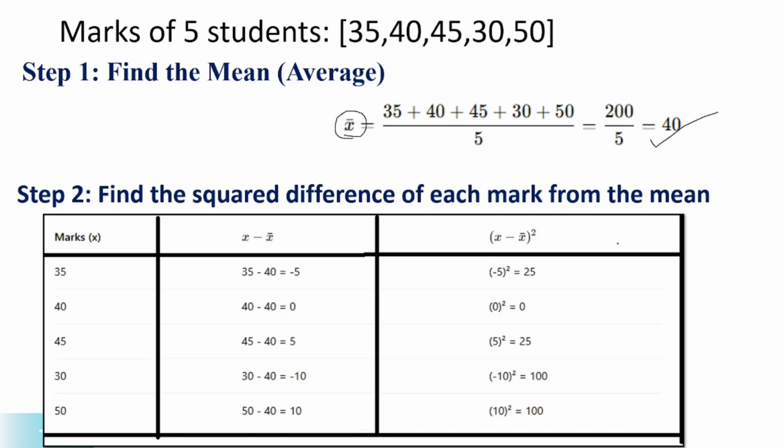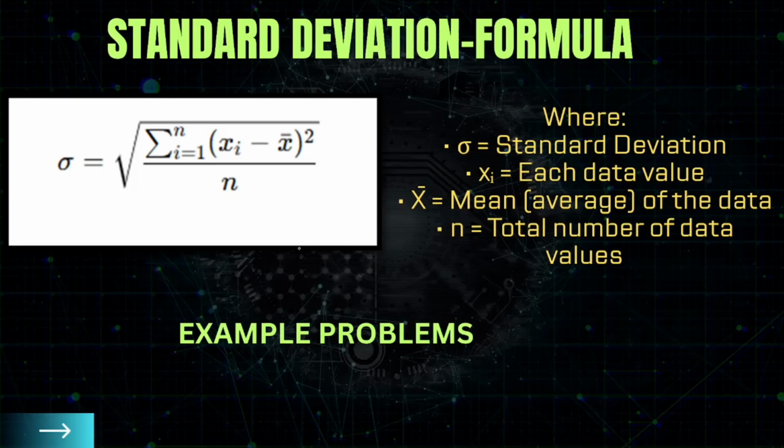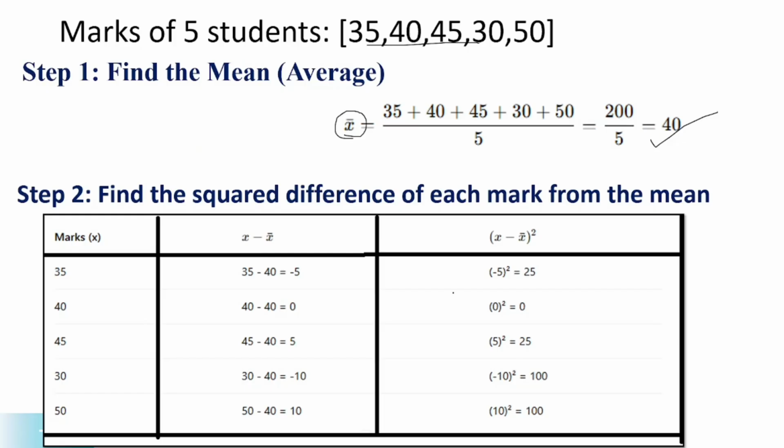Second step, you are going to create a table and find the squared difference of each mark from the mean. Whatever the values are, they will go in the x column, and then you find x minus x bar, and x minus x bar the whole square, because it is in the formula, right? How do you find x minus x bar? 35 minus the mean 40 is minus 5. 40 minus 40 is 0. 45 minus 40 is 5. 30 minus 40 is minus 10, and here 10.